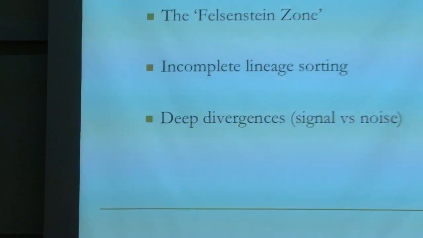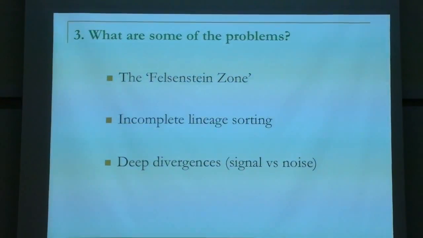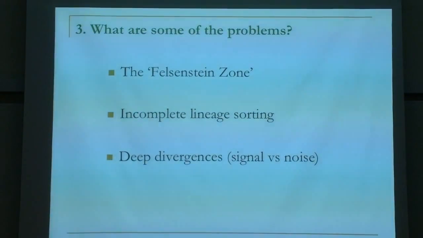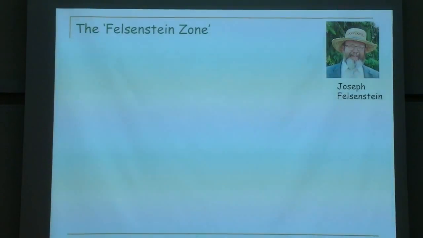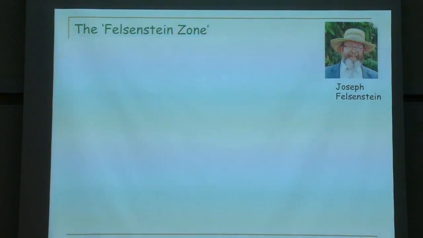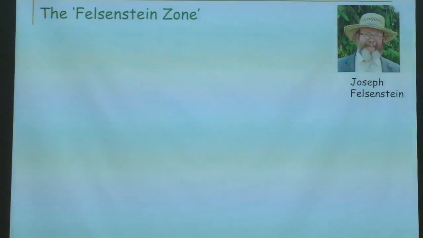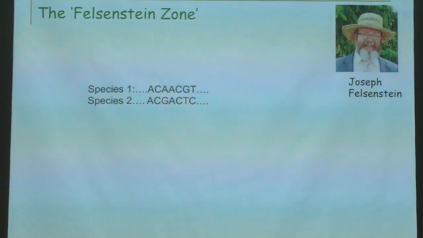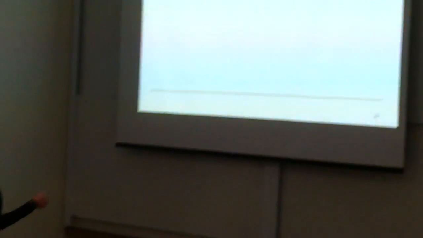Right, what are some of the other problems with genetic data? I'm going to talk about three briefly. One's called the Felsenstein zone, after Joseph Felsenstein, a statistician in Seattle. The idea is if you've got some sequence data, and what often happens is this might be a sequence in species 1 that codes for a certain gene, and in species 2 it's almost the same, but you've had some sort of change, some mutation that then got fixed in that population. So there's a G there and a T there.